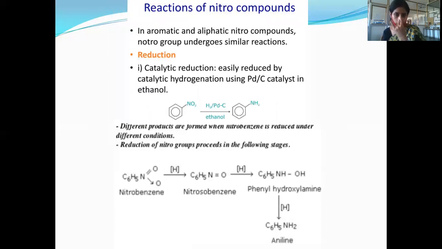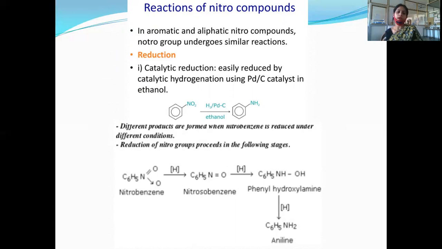Now there are certain reactions we will see of the nitro compounds. First is reduction, and the first kind of reduction is catalytic reduction. It means a catalyst, hydrogen with palladium catalyst, is used. The NO2 group will get reduced by the catalyst to an NH2 group. In this reaction, different products are formed under different conditions. So you see in how many steps this reaction happens.